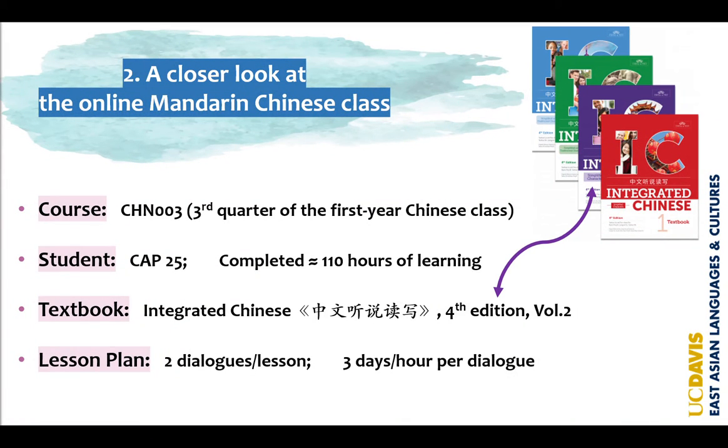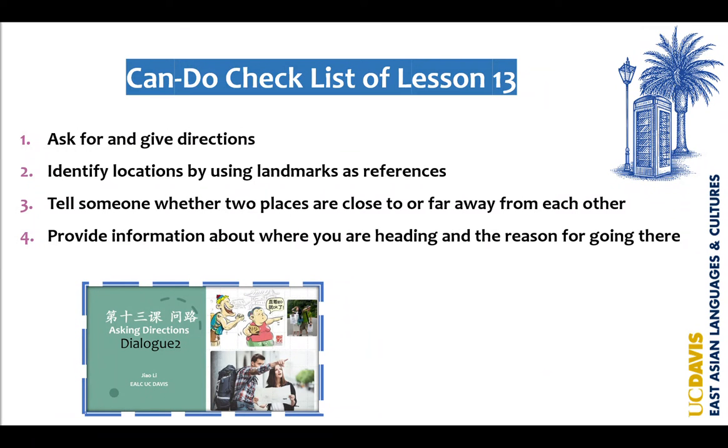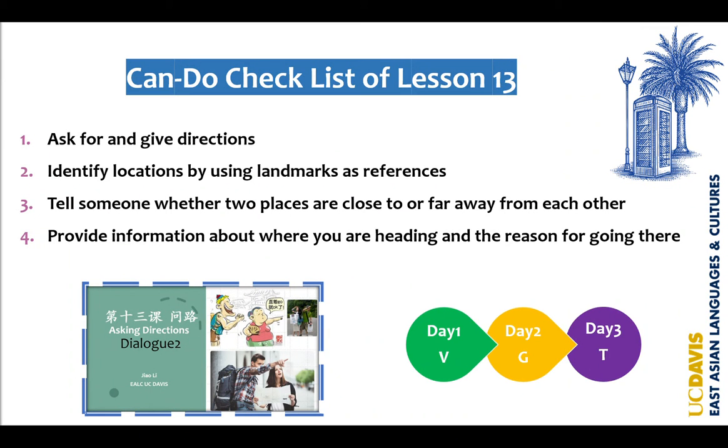Are we ready for a sneak peek of the class? We'll be using lesson 13 from Chinese 3 in this example. At this point, students should have completed roughly 110 hours of learning. And lesson 13 is about directions. Before we jump into the actual slides that I used in the class, let's take a moment, you can pause the video, to take a look at those 4 learning objectives.